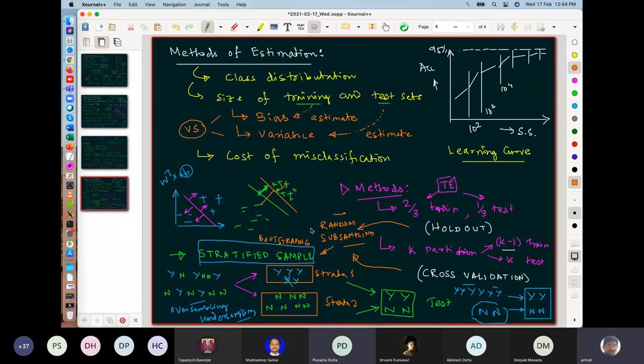Okay. Sir, can you repeat the bootstrap? Yeah. See, generally from the strata, suppose in this strata I want to pick up two instances of yes and two instances of no, you just pick up without replacement. That is stratified sampling. Bootstrapping is picking up with replacement. You sample with replacement.